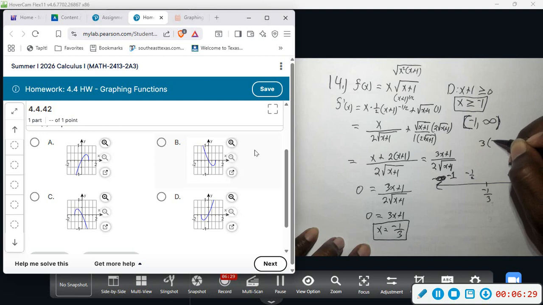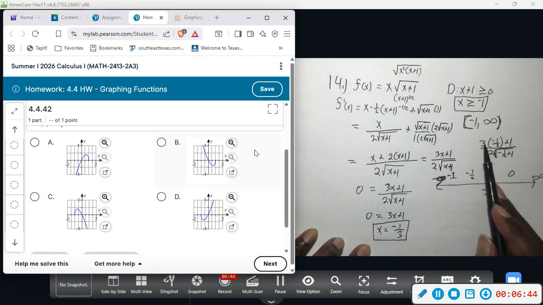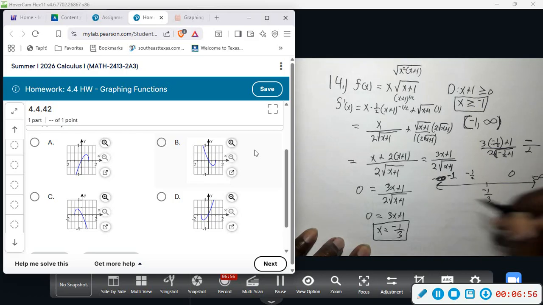3 times -1/2 plus 1, over 2 square root of -1/2 plus 1. Okay. So this would be -3/2 plus 1. This will come out negative on the top. And then this is positive. Square root is going to give me a positive. So I have a negative divided by a positive, which is going to give me a negative. So this section is negative.